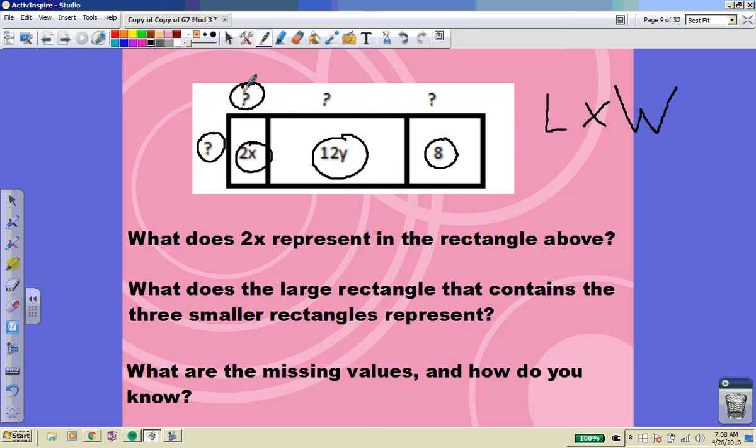I hope you were thinking 2 too, because that is correct. So if I pull the 2, I'm going to put it right here, okay? So I know length times width. 2 times what will give me 2x?